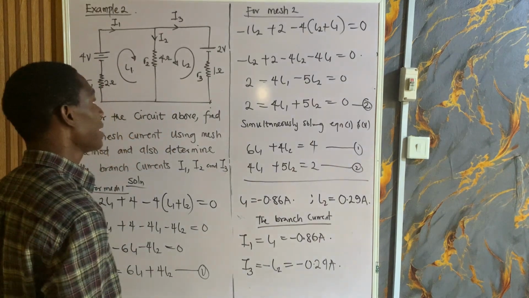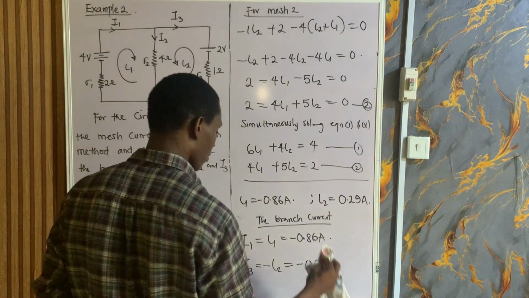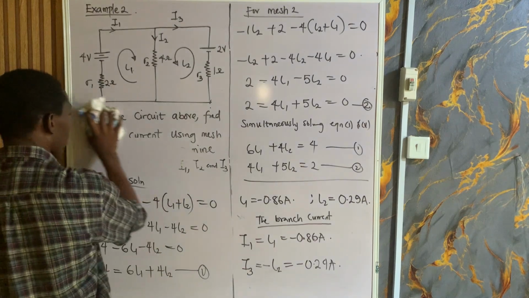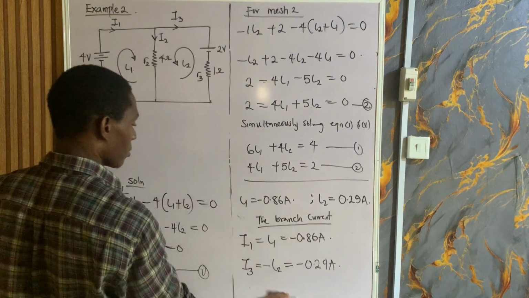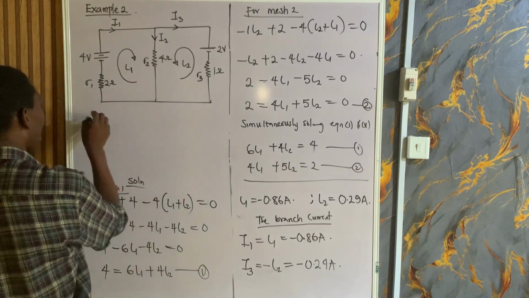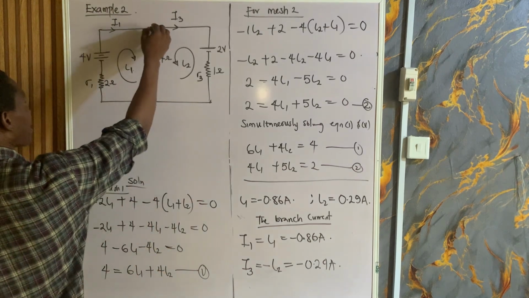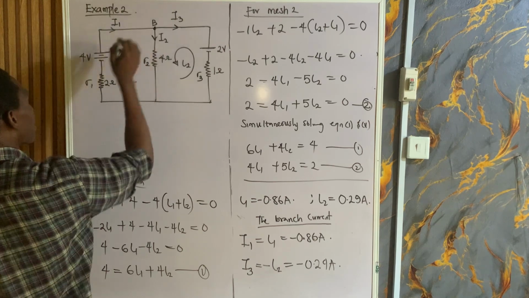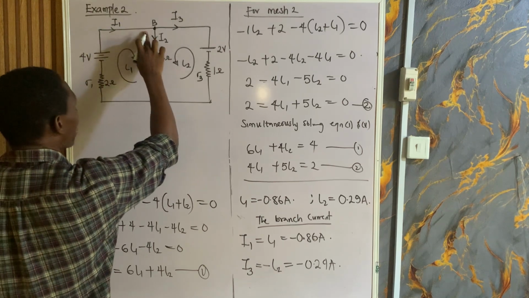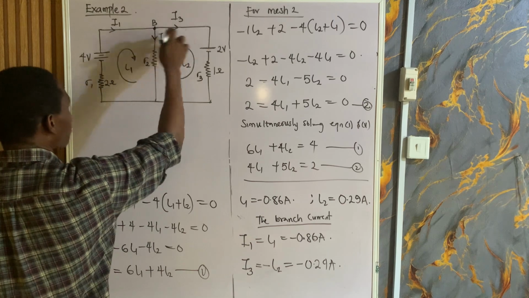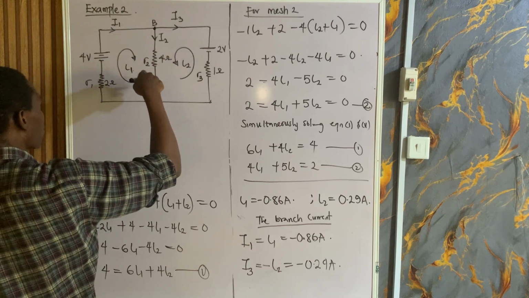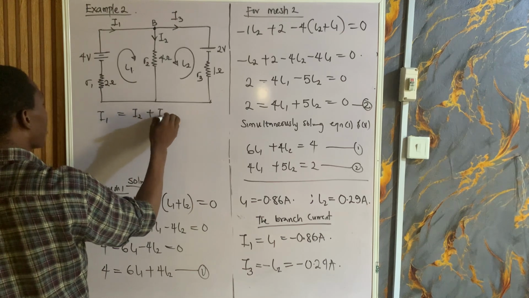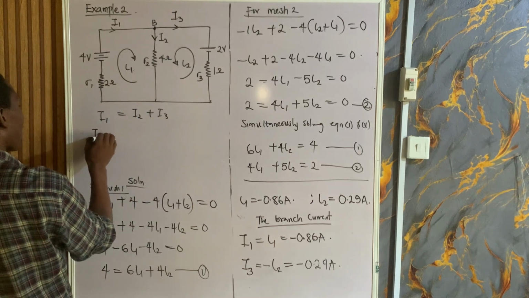And then lastly, to get our I2, I'm going to apply Kirchhoff's law at this node here. Let me call this node B. Which one is entering? Only I1 is entering. I3 is leaving this node and I2 is going away from that node. So I1 entering is equal to I2 plus I3. Hence, I2 will be equal to I1 minus I3.